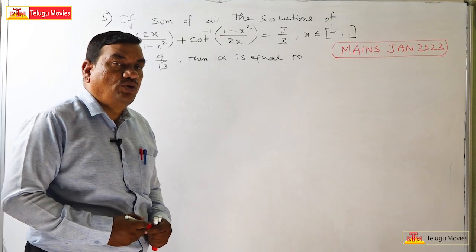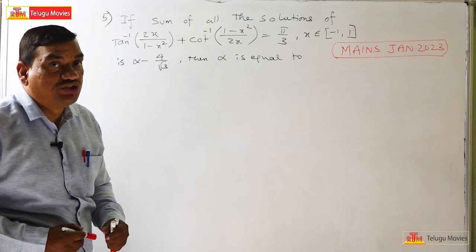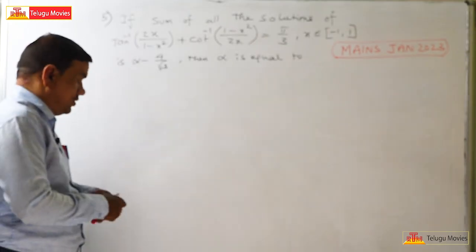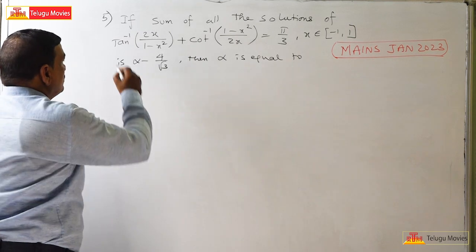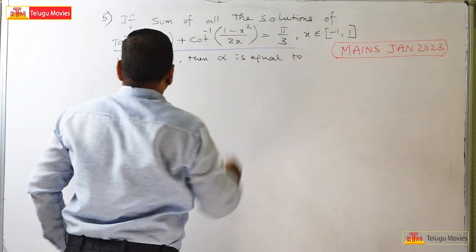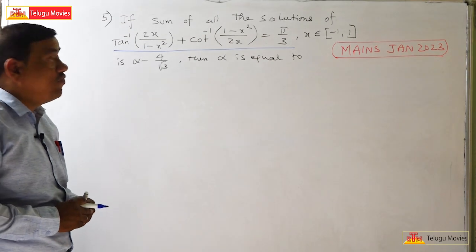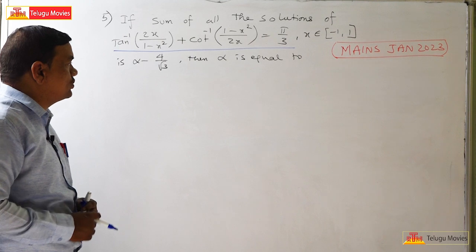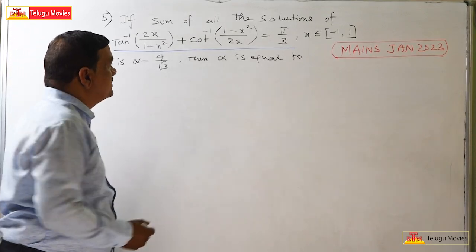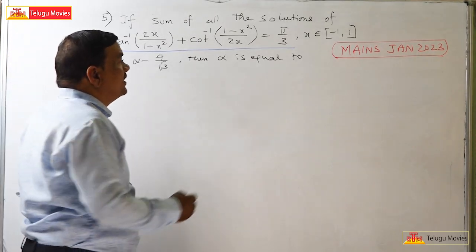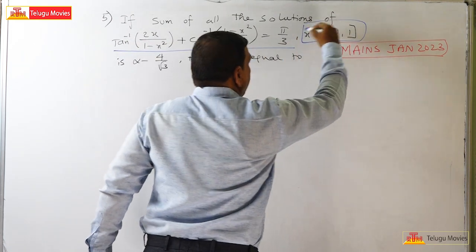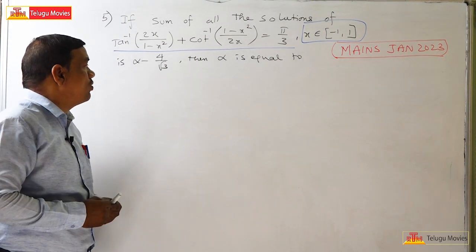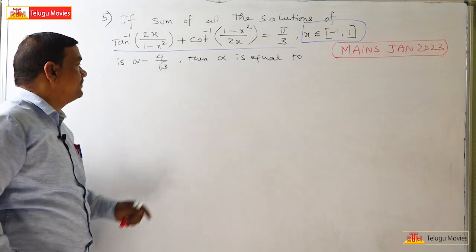Hi students, welcome to this problem from inverse trigonometric functions. The sum of all the solutions of an inverse trigonometric equation is given. That is, tan inverse of 2x upon (1 plus x square) plus cot inverse of (1 minus x square) by 2x is equal to pi by 3, where x belongs to (minus 1, 1), is alpha minus 4 by root 3. Then alpha is equal to how much?